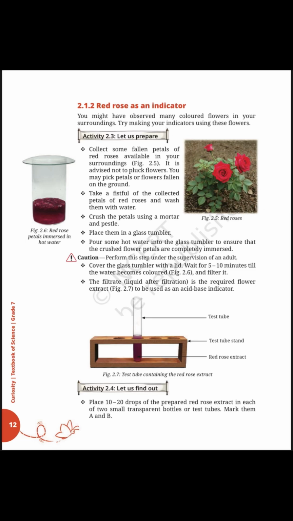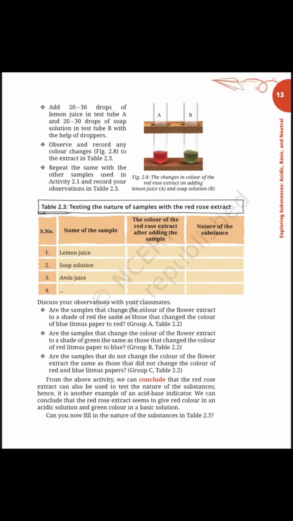Activity 2.4. Let us find out. Place 10 to 20 drops of the prepared red rose extract in each of two small transparent bottles or test tubes. Mark them A and B. Add 20-30 drops of lemon juice in test tube A and 20-30 drops of soap solution in test tube B with the help of droppers. Observe and record any color changes to the extract in table 2.3. Repeat the same with the other samples used in activity 2.1 and record your observation in table 2.3. Discuss your observation with your classmates.